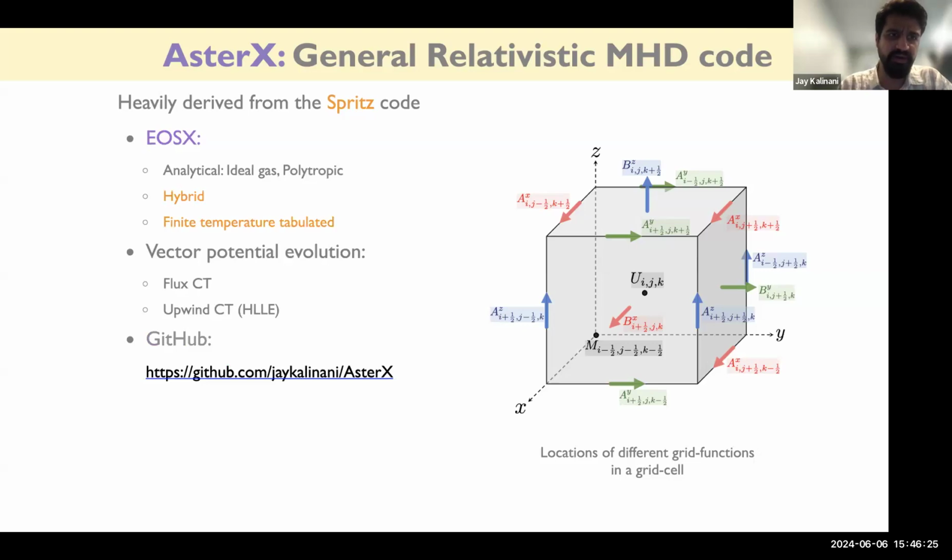Next is the EOS support. For that, we have the EOSX Thorn. Currently, we only have support for analytical equations of state, but we have started implementing support for finite temperature tabular equations of state as well as hybrid ones. For vector potential evolution, we have the possibility to compute the electric field in the flux CT approach or the more correct upwind CT approach, and we've implemented both and tested, and it seems to work great. And all the development for AsterX is also publicly available. If you want to check it out, it's on GitHub.